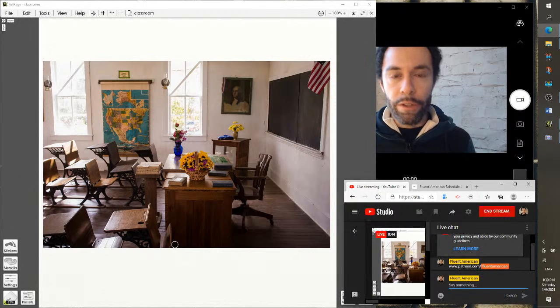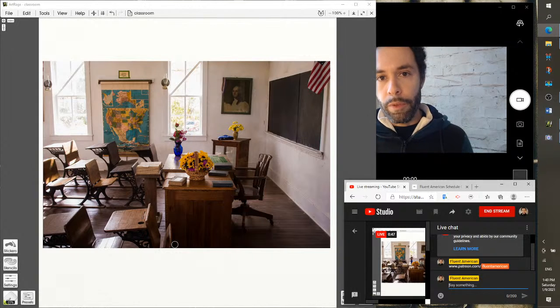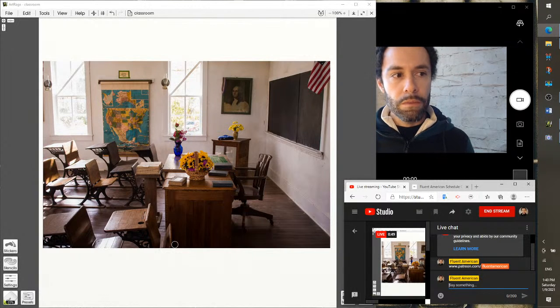By the way, sorry if I look away a couple times. I have my setup on my second screen, so I can help identify some of the key vocab that we're going to be mentioning today.